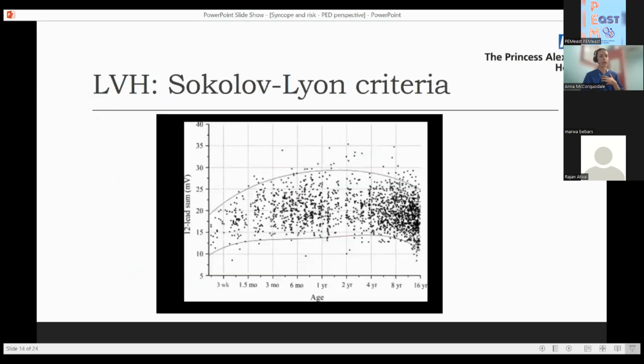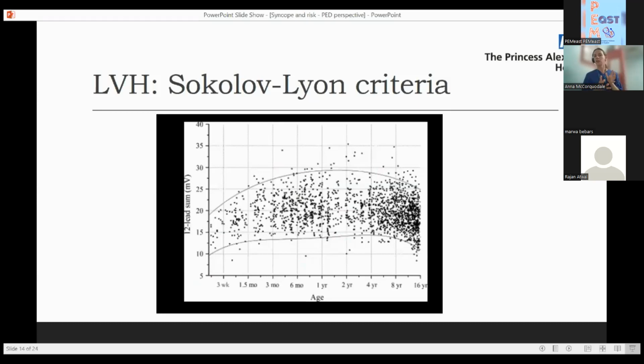So what does he have? He's got voltage criteria for left ventricular hypertrophy, right? This is important because that could mean he's got hypertrophic cardiomyopathy, okay? And in the context of this talk, you'll probably already know that he does. But it is also important because you will see this on a lot of children.